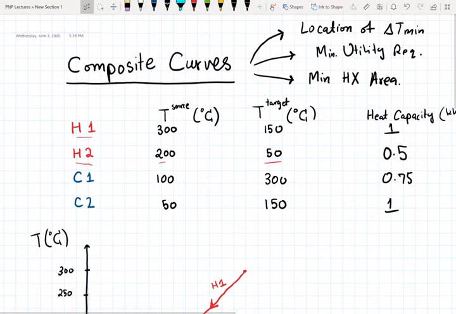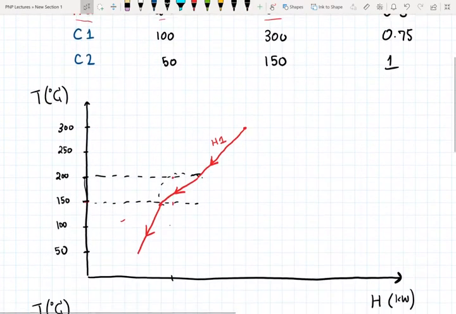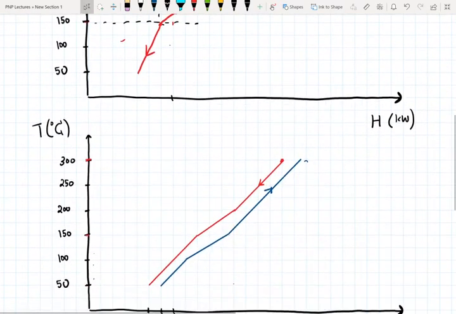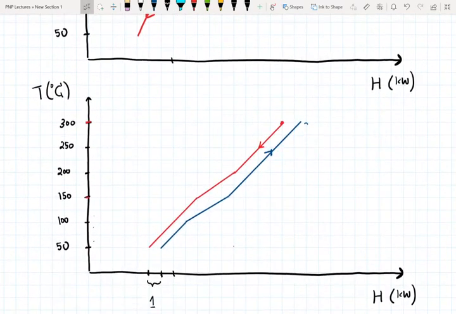So those are the three things that you can find from the composite curves. Okay, now we have the composite curve for our hot streams, and below here I've done the same for the cold streams. I found the intervals over which both streams occur, and I've combined them into a single curve by adding their heat capacities.